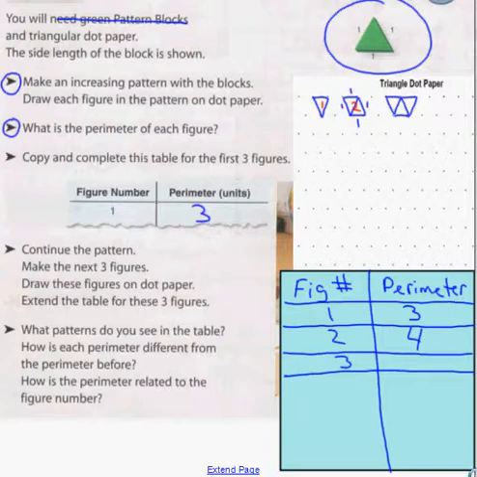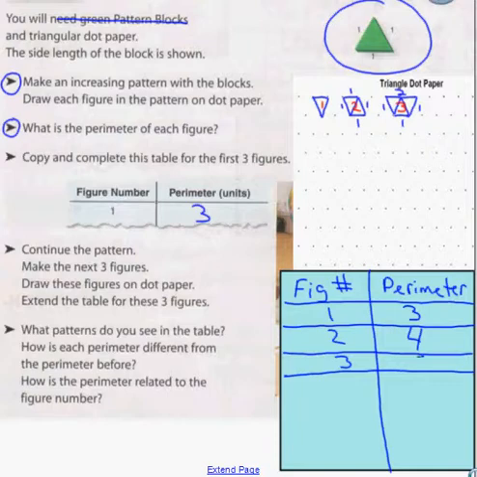Figure 3, we have to figure out the distance around that edge, the outside edge. If I look at this, that's a distance of 1, that's a distance of 1, that's a distance of 1. However, the top edge is actually 2. If you count, there are 2 triangles touching each other there. So that's a distance of 2. And you add them all up, and you should get 5.